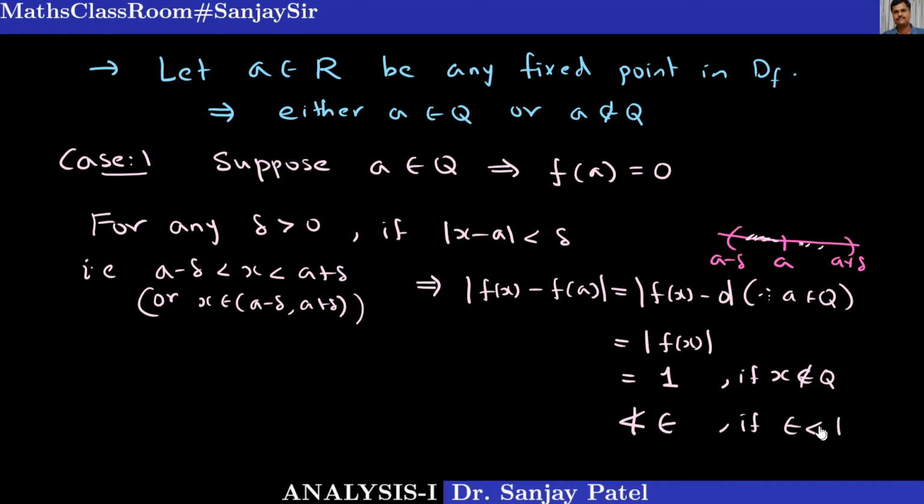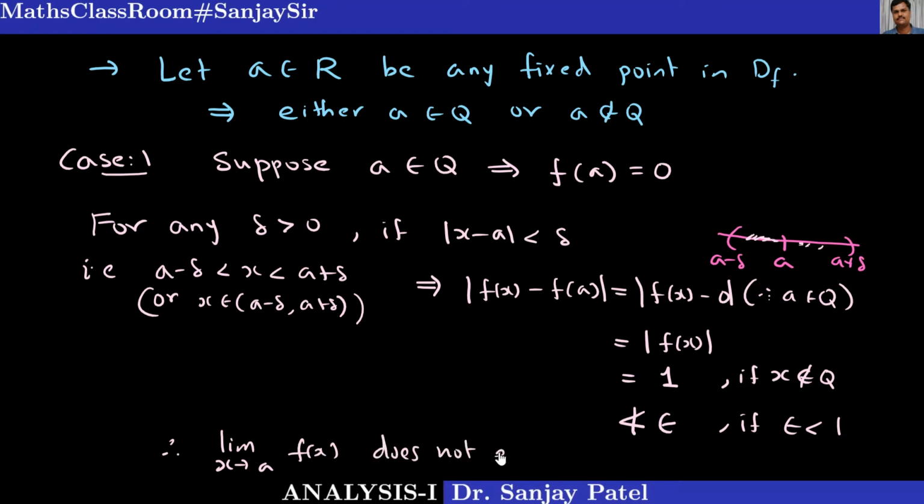Okay, so this discussion suggests for any given epsilon less than 1, you can take epsilon equal to 1 by 4 or 1 by 3 or 1 by 2, anything less than 1. Then whatever delta you choose, you can always choose one particular x which is irrational and you will get f(x) minus f(a) equal to 1, which is not going to be less than your epsilon equal to 1 by 2 or 1 by 3. So this suggests that therefore the limit as x tends to a of f(x) does not exist.